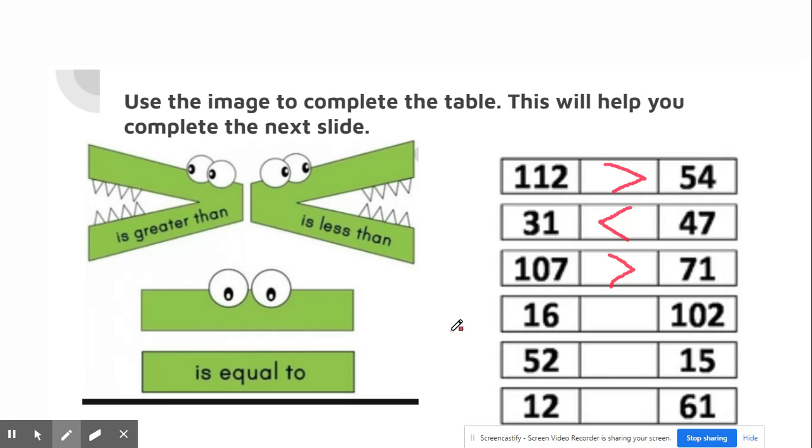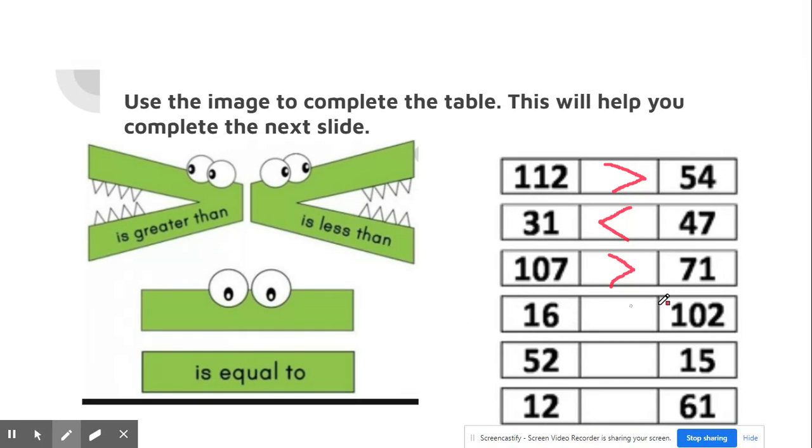You have 30 seconds left. Five, four, three, two, one.